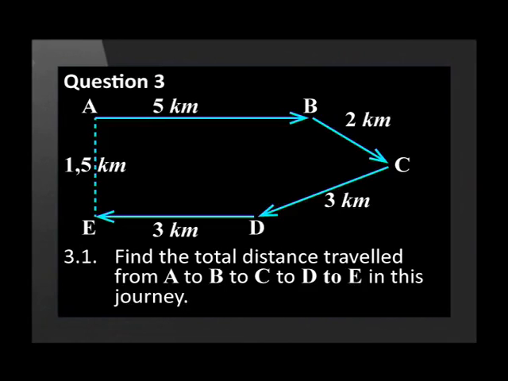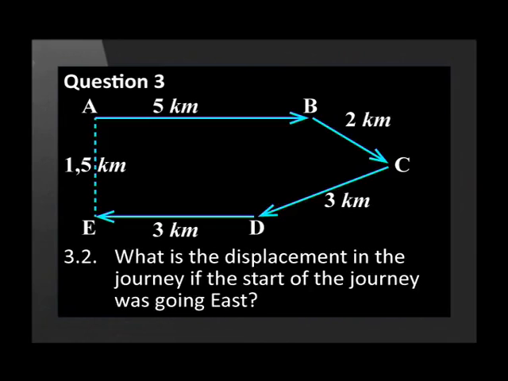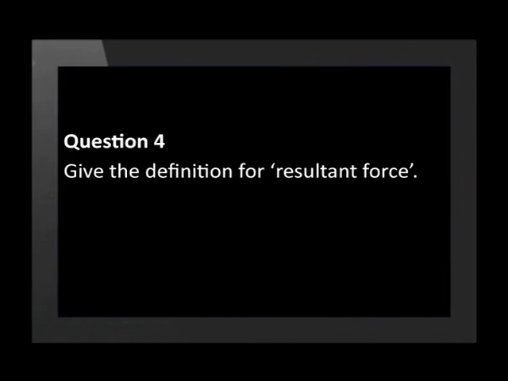Here's a new question. Find the total distance travelled from A to B to C to D to E in this journey. Remember that you can find this diagram and all the questions in the series guide called A Guide to Vectors and Scalars. What is the displacement in the journey given in 3.1 if the start of the journey was going east? Give the definition for resultant force.